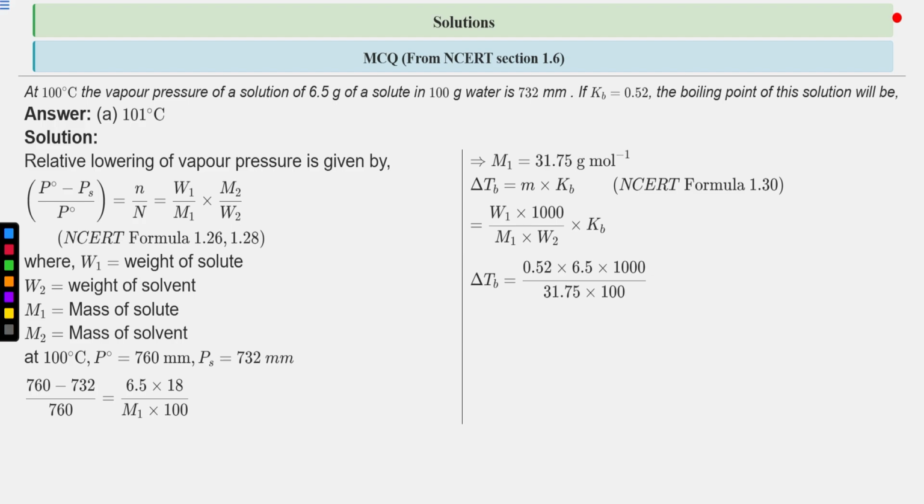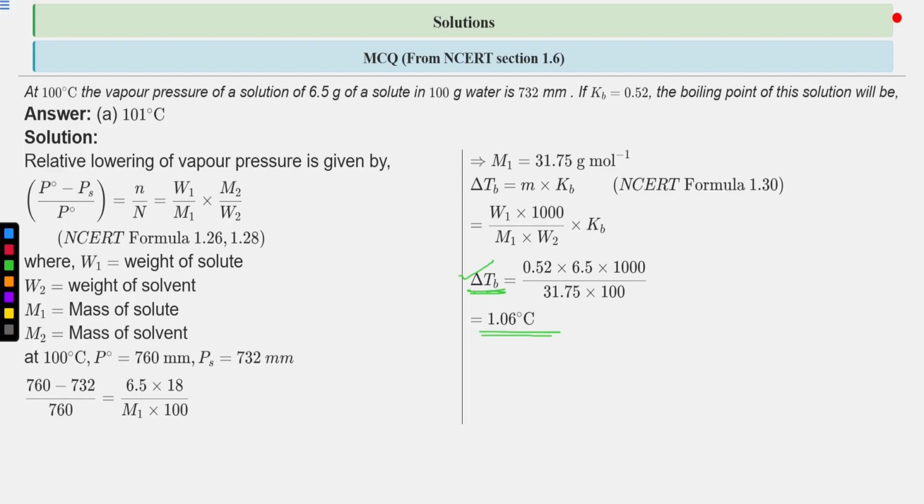So delta Tb will be 0.52 multiplied by 6.5 multiplied by 1000. The 1000 is for unit conversion, 6.5 is the weight of solute, and 0.52 is the Kb value, divided by 31.75, which we just calculated as M1, multiplied by 100, the weight of solvent. When you solve this, delta Tb will be 1.06 degrees Celsius. Delta represents the change in boiling point.